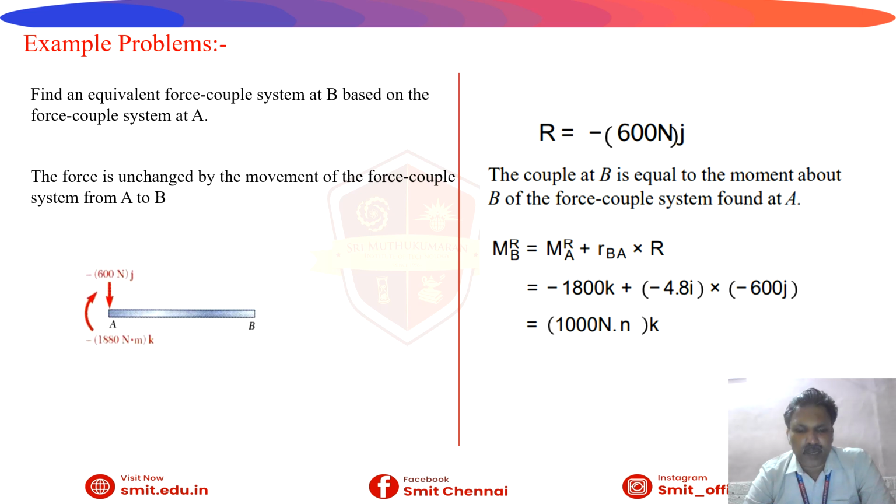Another problem. Find the equivalent force-couple system at point B based on the force-couple system at A. The force is unchanged by the movement of the force-couple system from A to B. Now what is our R here? Minus 600 Newton in the j component. The couple at B is equal to the moment about B of the force-couple system found at A. Now we can write M R B equals M R A plus r AB cross R. Upon calculation we have minus 800 k plus, inside the bracket, 4.8 i into minus 600 j. Finally you will get 1000 Newton meter along the k component, which you have to mention.